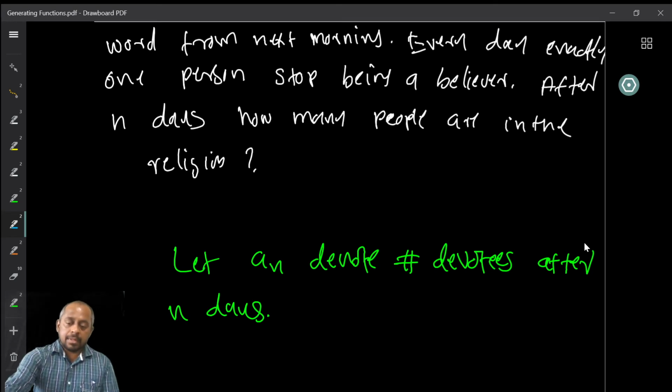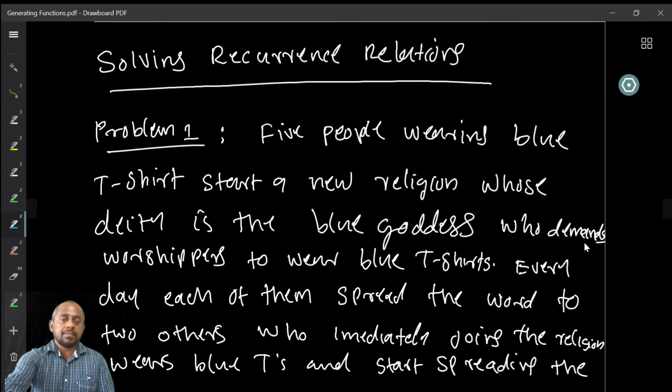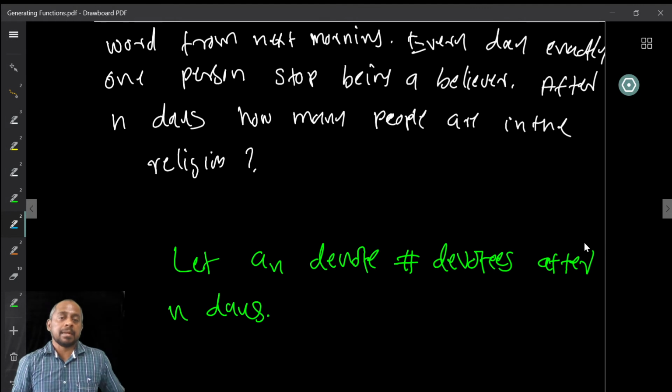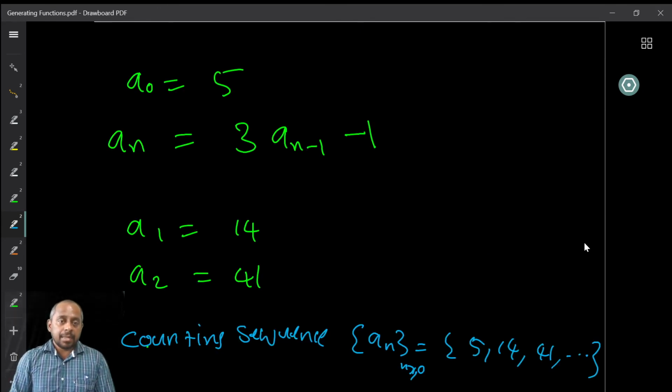From the definition it is kind of clear that, from our previous experience with recurrence relations, one can easily set up a recurrence relation to show how this grows. So let us say that a_n denotes the number of devotees after n days. Once n days are over, how many are remaining? That is denoted by a_n. What we know about a_0 is 5, because they started with 5 people. And what is a_1?